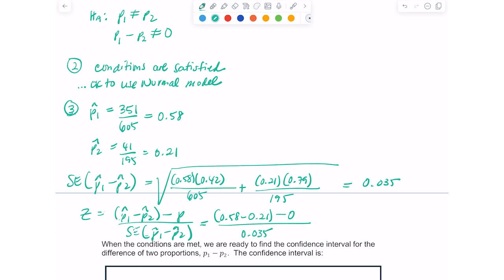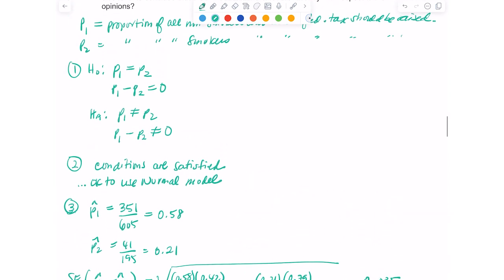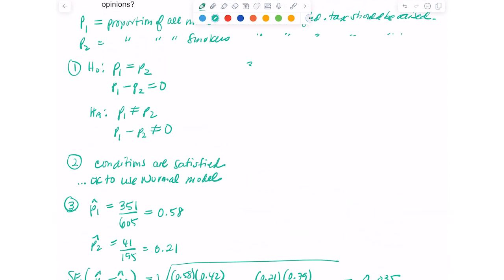When I do that, I end up with 10.57. So that's really far, that just means that those are really far away from the mean, right? It's 10.57 standard deviations from the mean. So you can probably calculate already what the p-value is. But in step number 4, I am going to draw my picture.